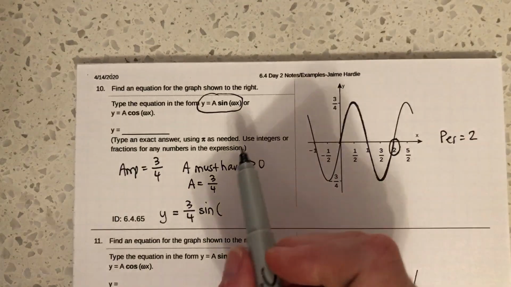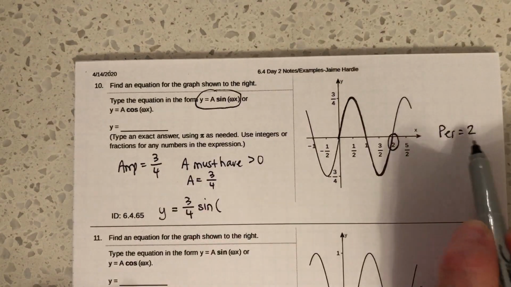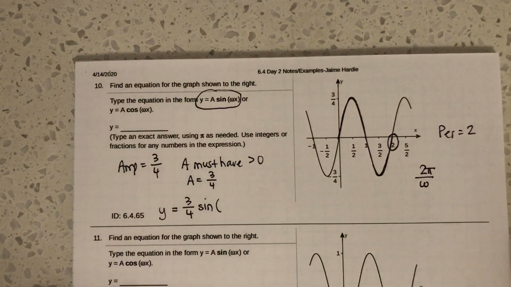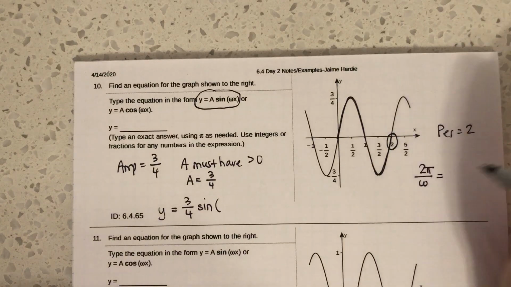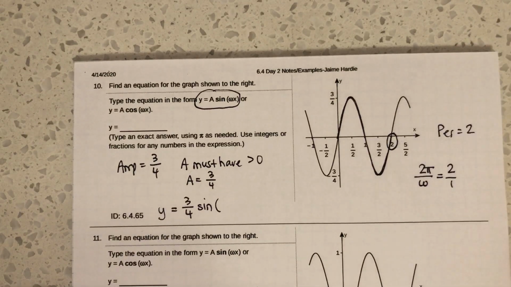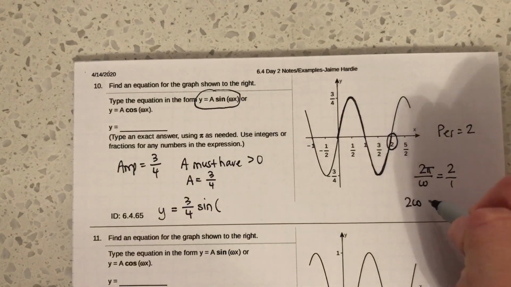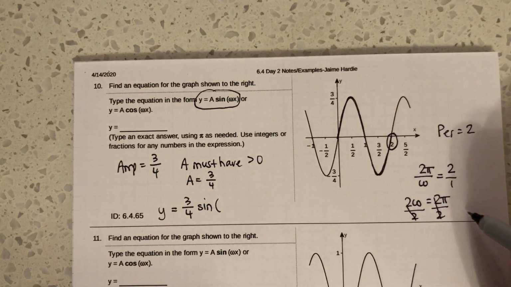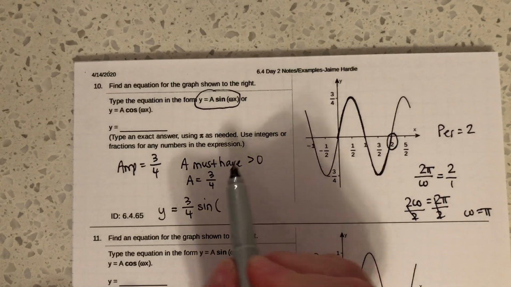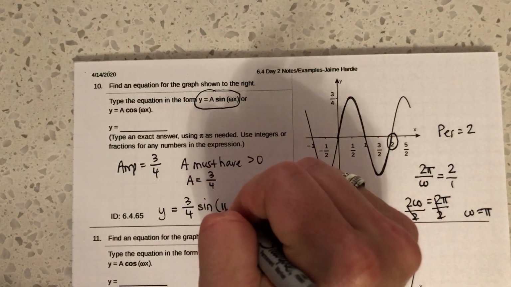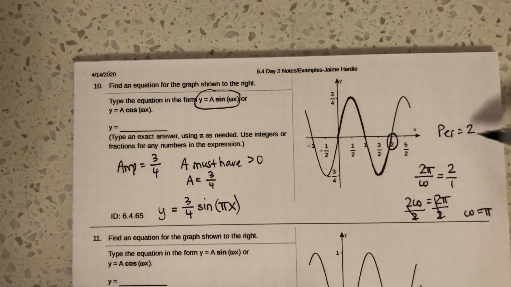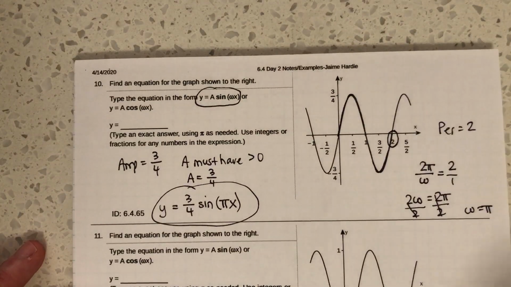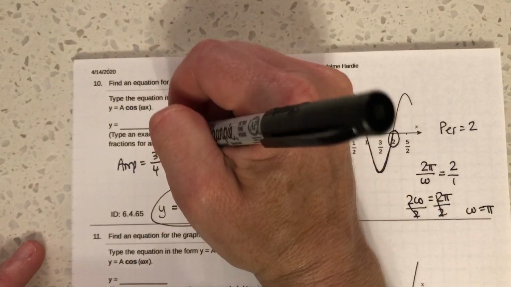So think about it. What did you have to do to your original period to get your new period of 2? Well, we would always take 2π and divide it by omega, right? That's how we would get our new period. So our new period has to be 2. So let's solve this. Cross multiply. 2 times omega equals 2π. Divide by 2. And that means omega must have been π. You must have multiplied the x's by π to get a new period of 2 units. So this must have been the equation that created that graph. Perfect. All right, so that would have been your answer right up there.